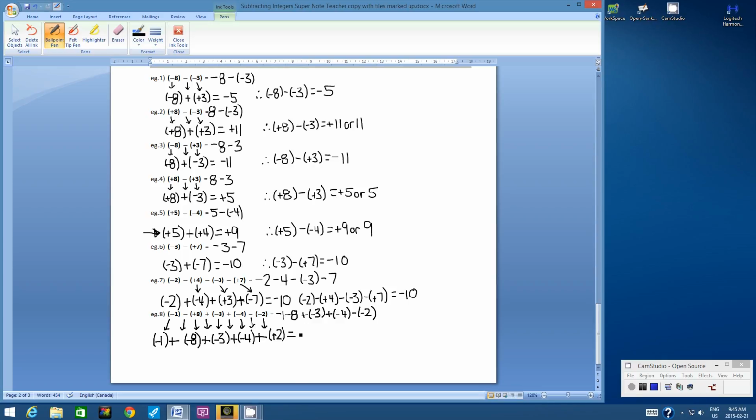I got -14. Okay, hopefully you did as well. All right, so concluding statement. Let me copy the question exactly how it appeared. Therefore, -1 subtract +8 plus -3 plus -4 subtract -2 is -14.